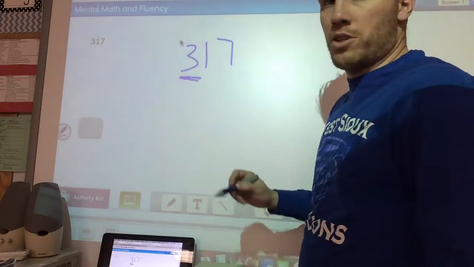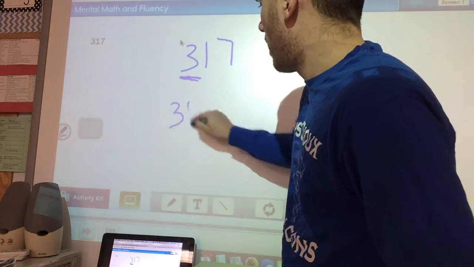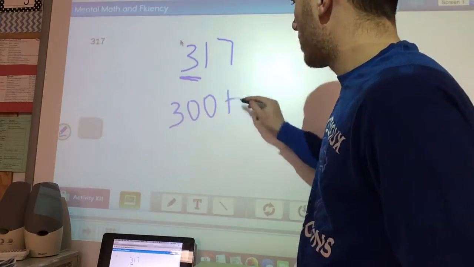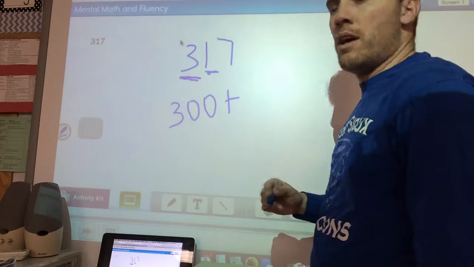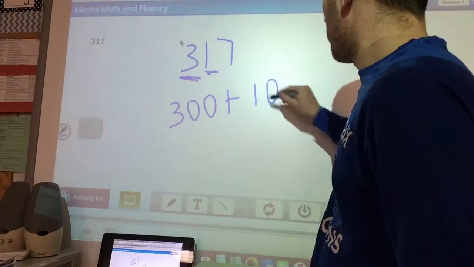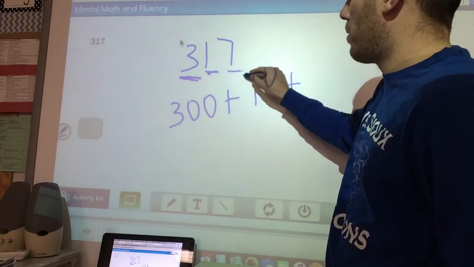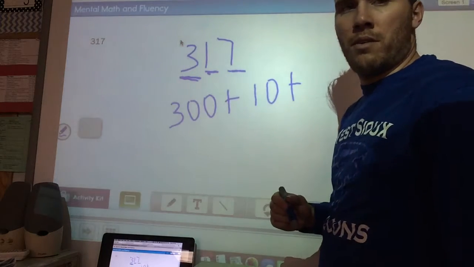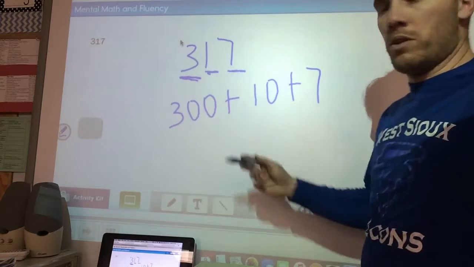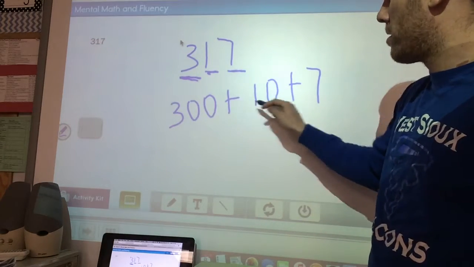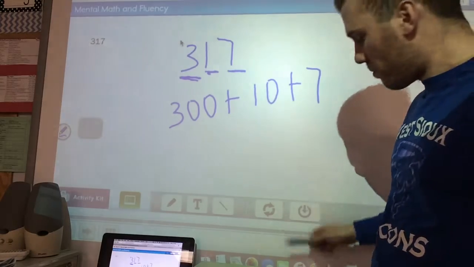value this 3 is, which is in the hundreds. So we would write it 300 plus, then we would write our tens digit, which is in the tens place, and we would write 10 plus, and then we would write our 7, which is in the ones digit, and we would write it 7. So in expanded form, it would look like this: 300 plus 10 plus 7.